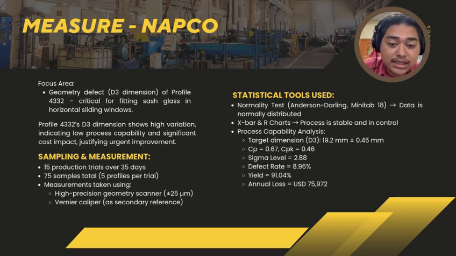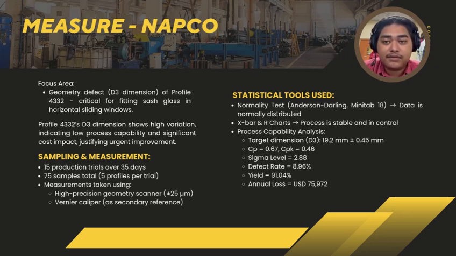Next, they performed a process capability analysis. The target dimension D3 was 19.2 mm with a plus or minus of 0.45 mm. But the results showed a Cp of 0.67 and a Cpk of 0.46, well below acceptable levels. The sigma level was found to be 2.88 with a defect rate of 8.96%, costing the company around 76,000 annually.